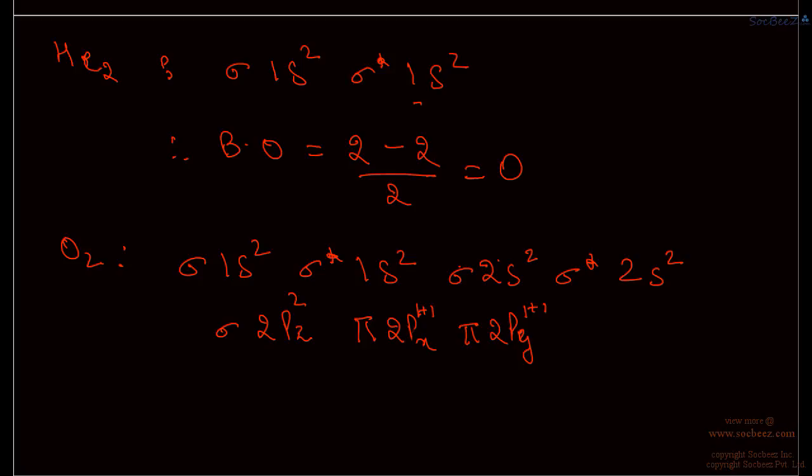After that there exist pi star 2px, whose energy is almost equal to pi star 2py. So the total number of electrons so far: 2 plus 2 plus 2 plus 2, 8, 10, 12, 14, 15, and one more electron is going to be filled, and it will be filled here because both of them have the same energy.